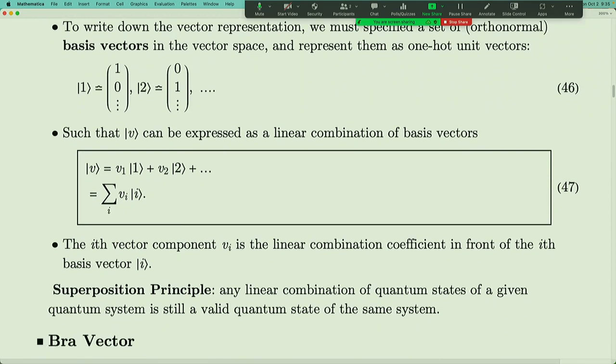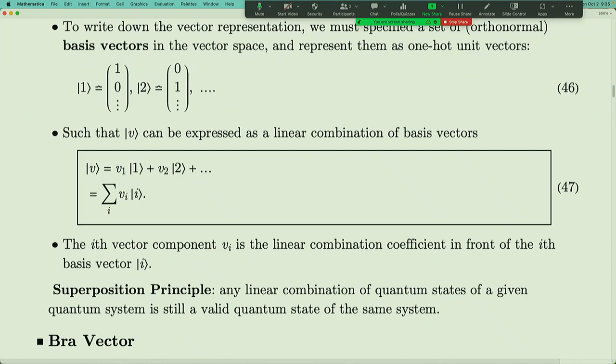So any vector in the Hilbert space can be written as a linear combination of basis vectors using complex linear combination coefficients if we are talking about complex vectors. And then the vector component vi is simply the combination coefficient in front of the i-th basis vector.